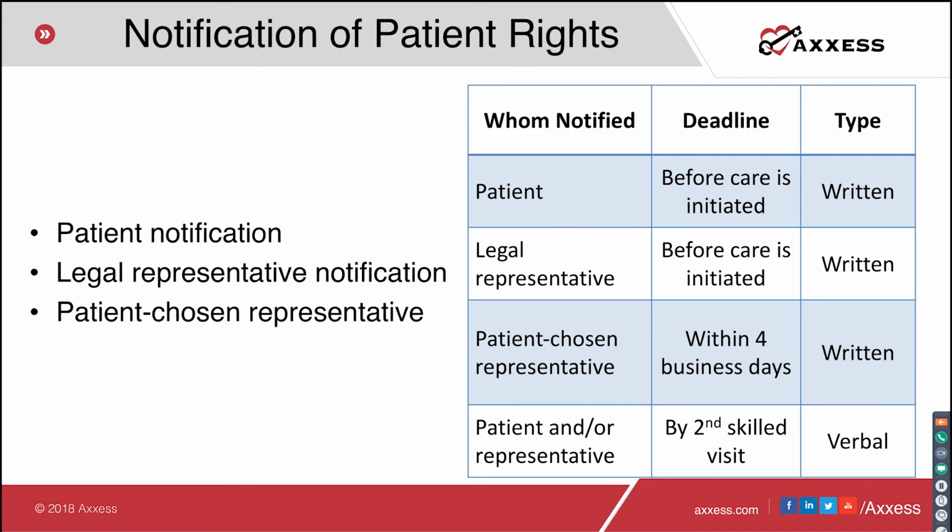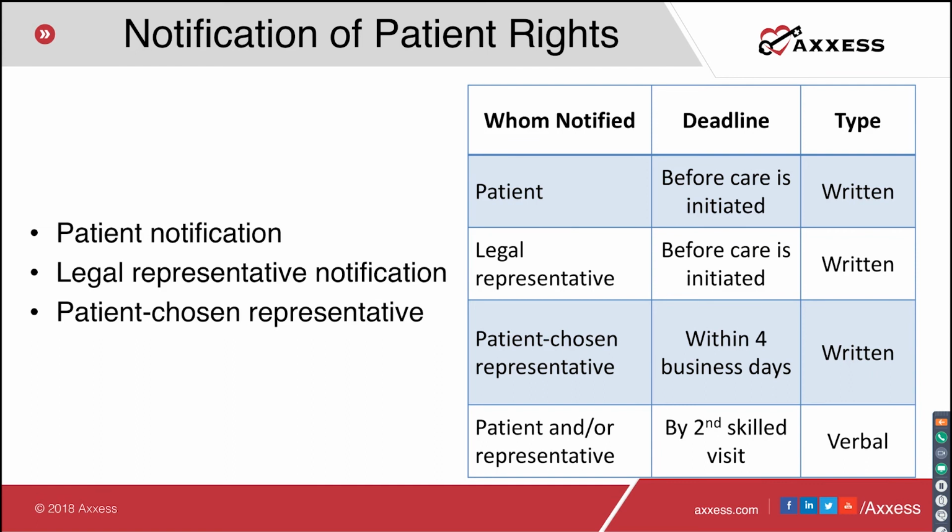Most of us are accustomed to notifying the patient of their rights in written form before care is initiated. That's nothing new. What is new is the legal representative, if they have one. That would be like a power of attorney. Those persons also have to be notified in written form of the patient's rights before care is initiated, and that's going to cause you to have to do some coordination of care.